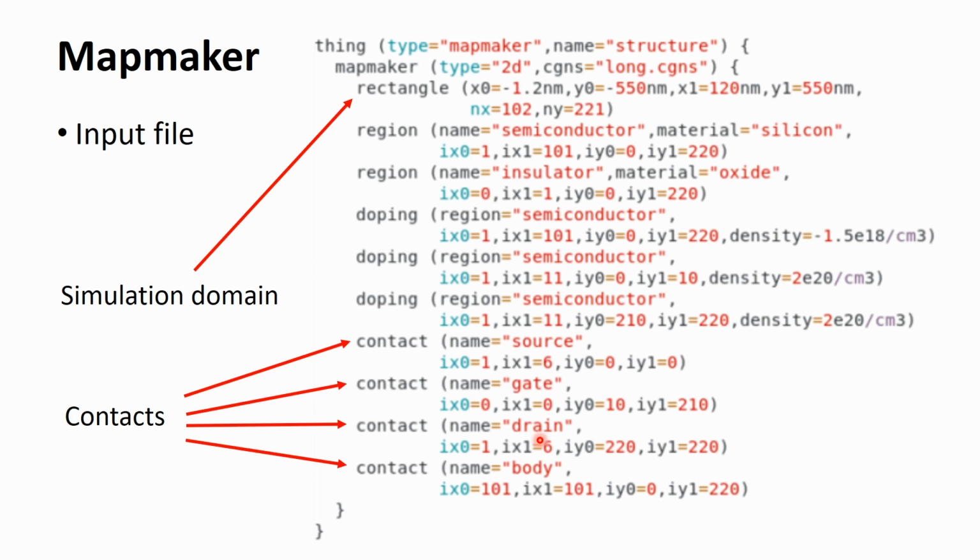This is the input file for our model planar MOSFET. The two-dimensional simulation domain is declared by the rectangle statement. You can find that we have no specification about the z-coordinate. It is quite natural because we are now talking about a two-dimensional structure. Contacts are defined in these lines.